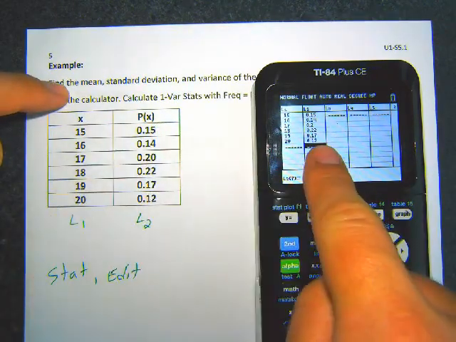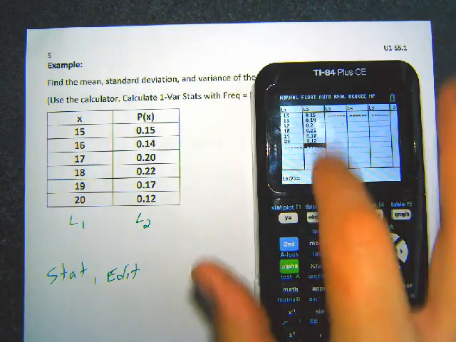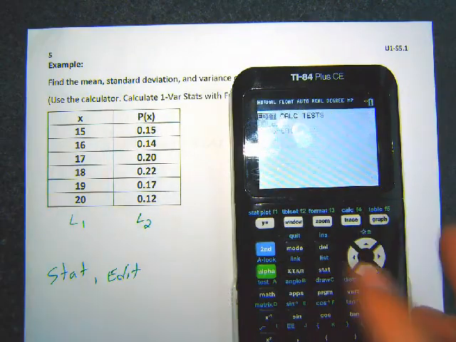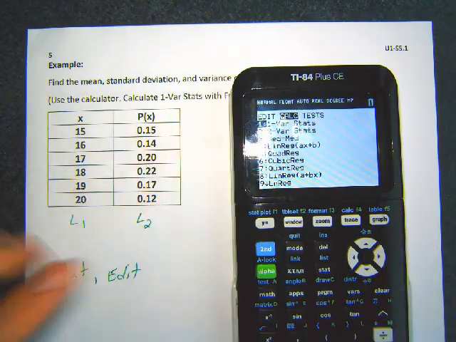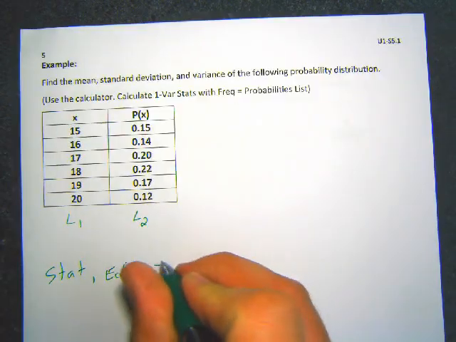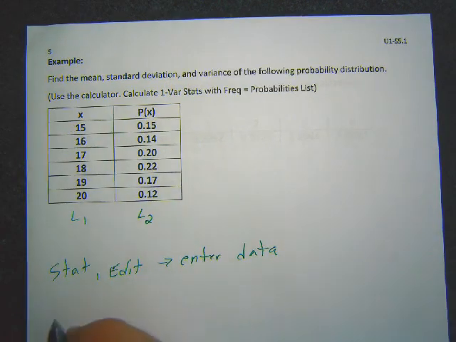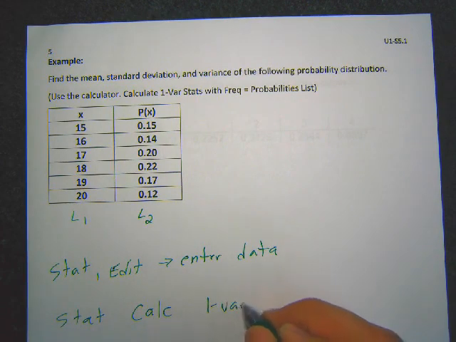So if you ever end up with one list longer than another when you're doing this, you messed up, you missed a number or put in too many numbers. Once you have that in there, we're going to go back to that handy 1-bar stats. We're going to go to stat, calculate, and 1-bar stats.